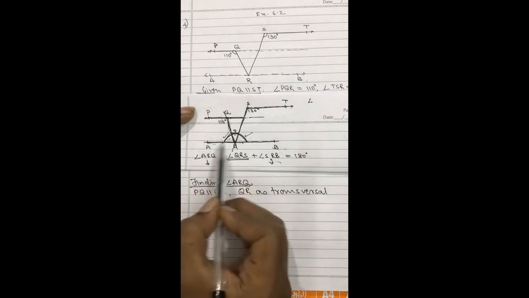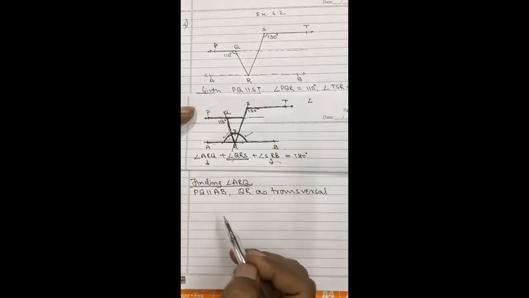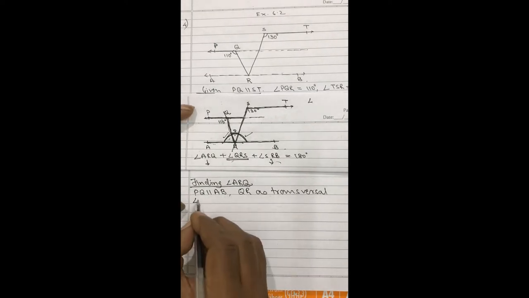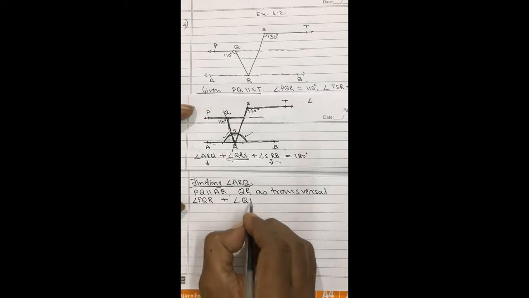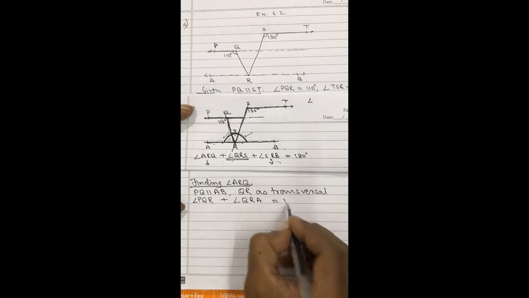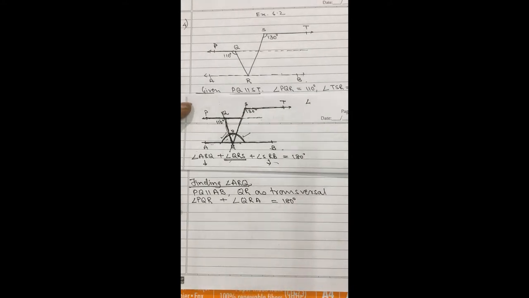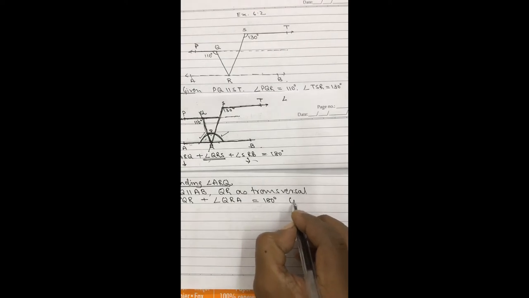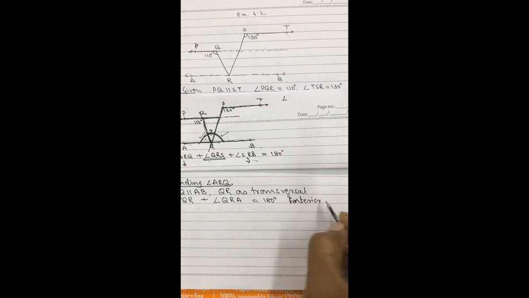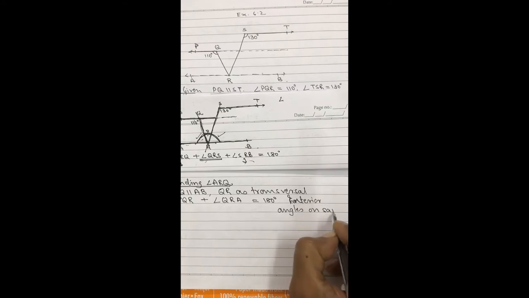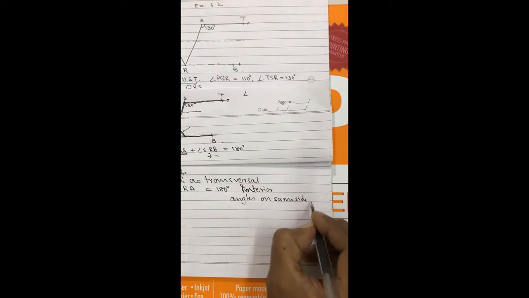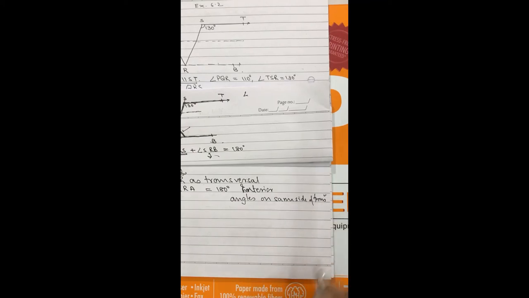So when you consider PQ parallel to AB and QR as a transversal, at that time you will see angle PQR plus angle QRA is equal to 180 degree. The reason for this will be interior angles on same side of transversal. Fine, this will come over here.